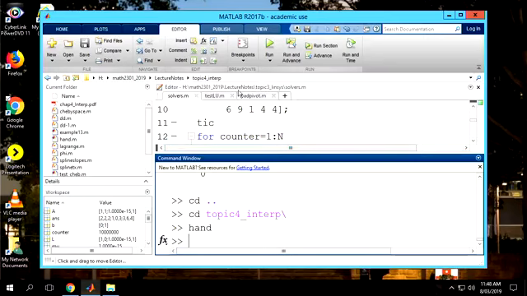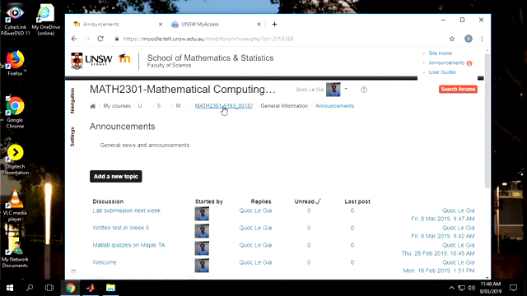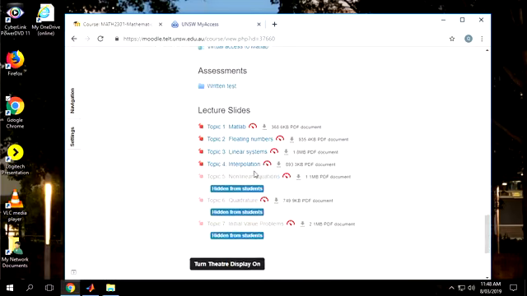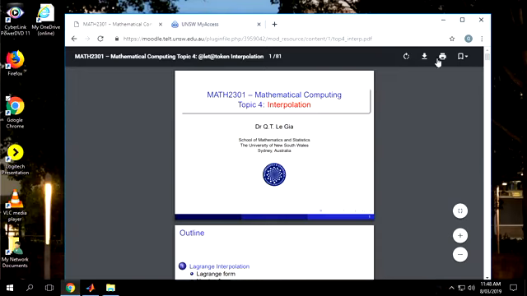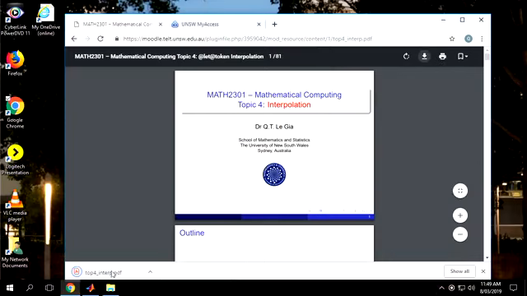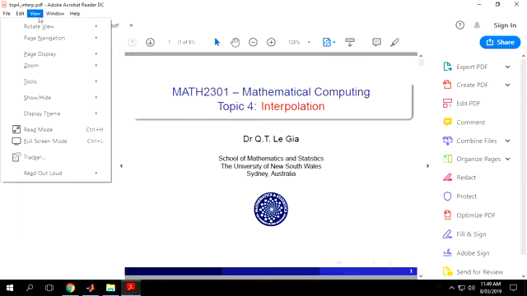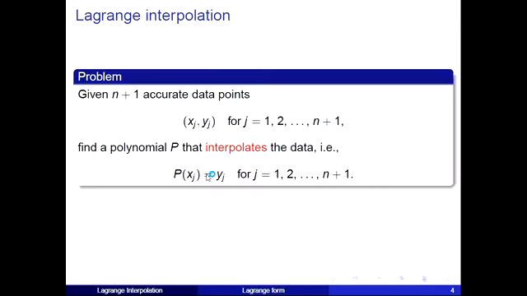Sorry, I have to go back here. So now we introduce a bit more formally, what does it mean by interpolation? The formal definition is like this.